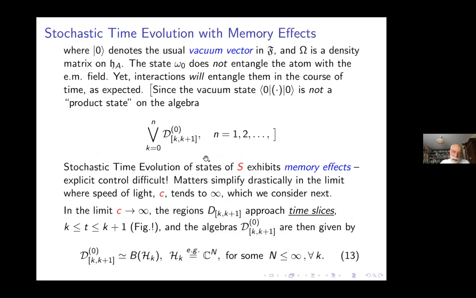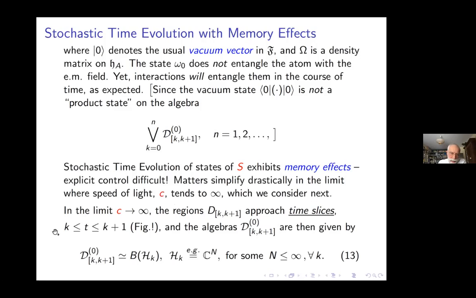The problem that we encounter in this particular model is that the stochastic time evolution of states of the system that I have defined here exhibits memory effects. That is because photons in different space-time diamonds know about each other, in the sense that the state, the Fock vacuum, doesn't factorize over operators that are localized in different space-time diamonds. So there are memory effects that make the explicit control of the time evolution in this model somewhat subtle, and certainly for a talk like this, it's not a good idea to look at this particular model, but to simplify matters a little bit by now taking the limit where the speed of light tends to infinity.